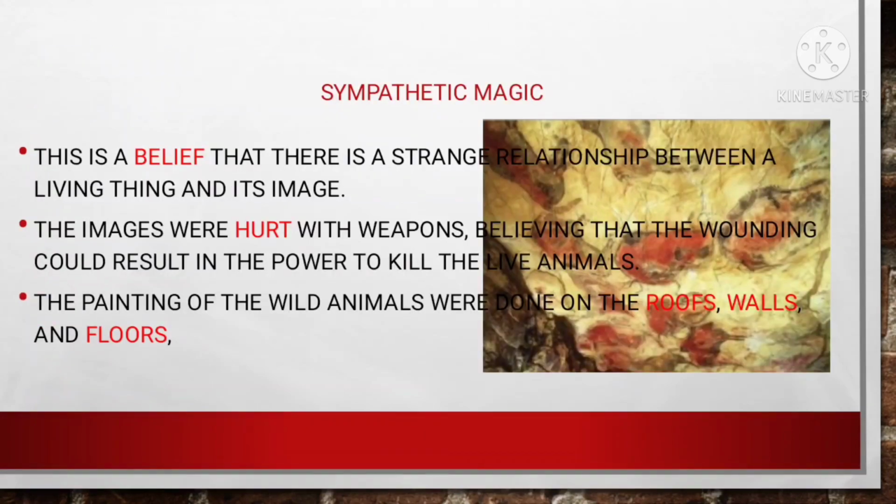Sympathetic magic. Sympathetic magic is a primitive or magical ritual using objects or actions resembling or symbolically associated with the event or person over which influence is sought. This is a belief that there is a strange relationship between a living thing and its image. The images were hurt with weapons, believing that the wounding could result in the power to kill the live animals. The painting of the wild animals was done on the roof, walls, and floors.